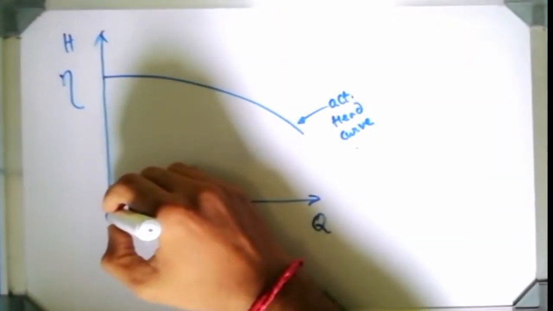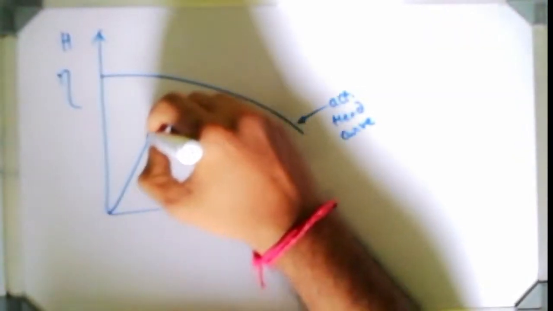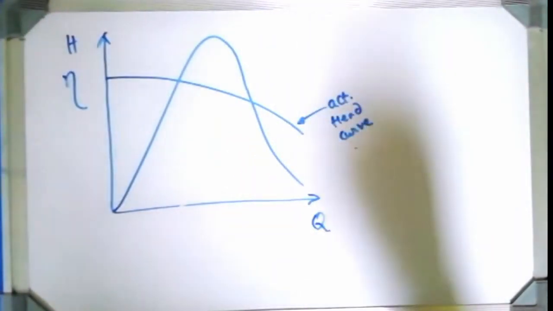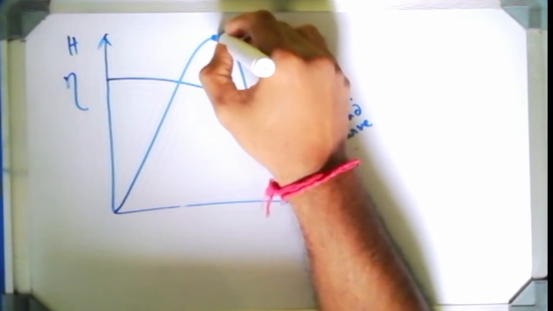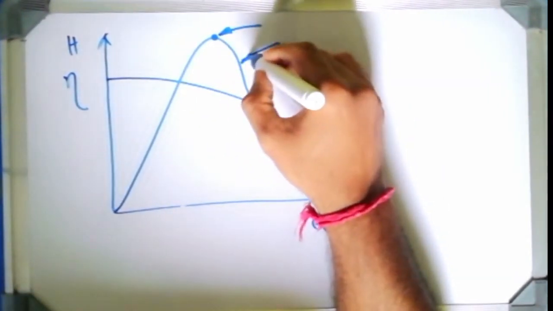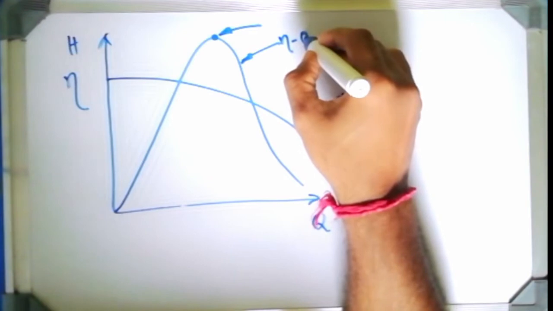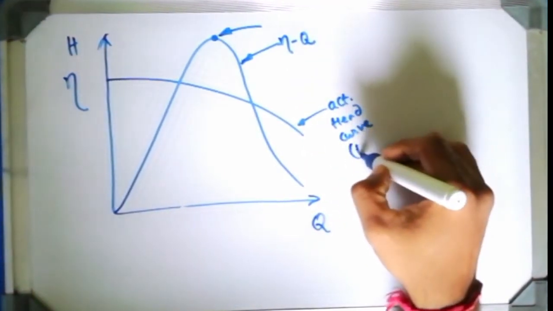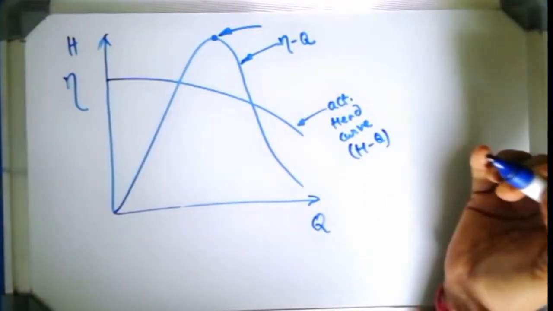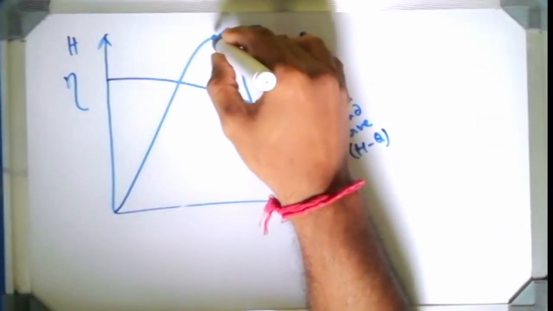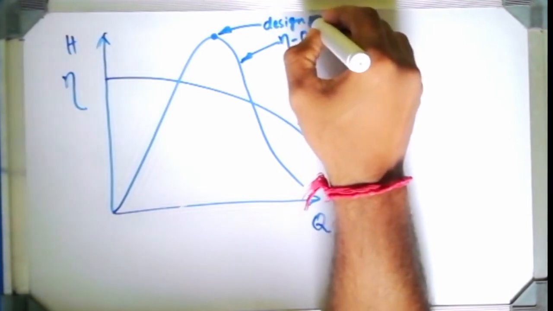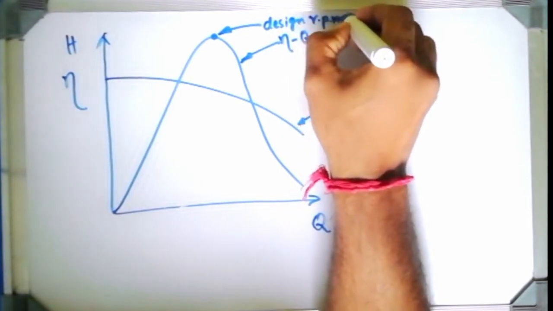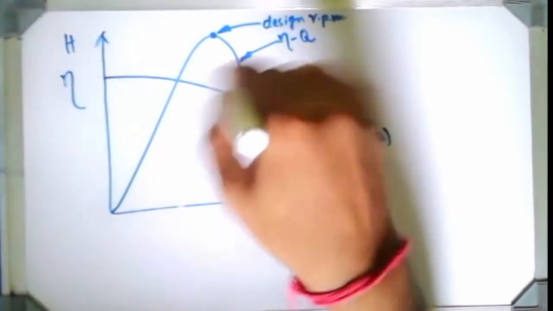Now the efficiency, which efficiency? Obviously it is manometric efficiency. The manometric efficiency curve looks like this. Obviously this is the maximum efficiency. This is the efficiency curve, efficiency versus discharge, and that is the actual head curve, head versus discharge. This is the peak point. It will be the design RPM. Design RPM means the design value of the rotation of the pump.